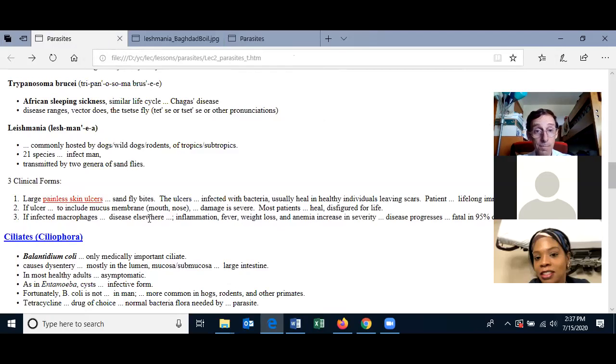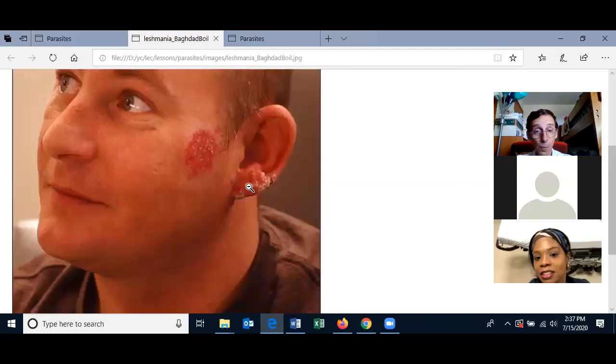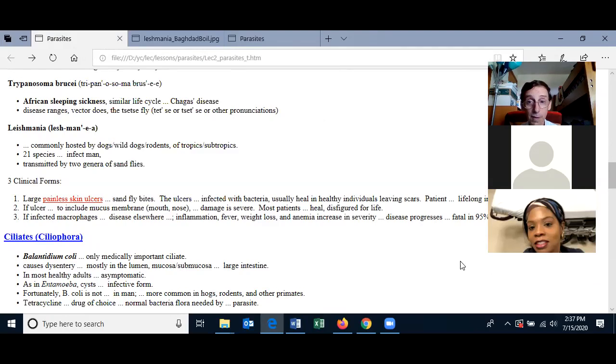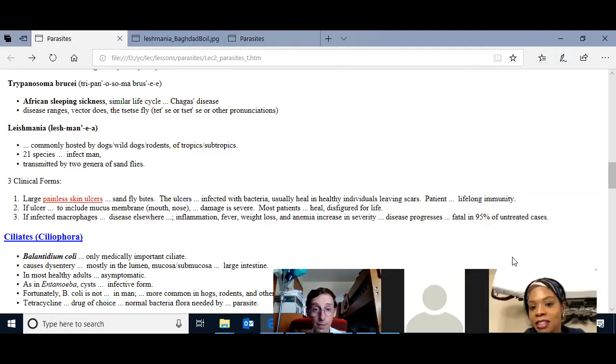So it'll be an ulcer, and the trouble is that the wound can be infected with bacteria. But usually the wounds will heal on their own with time, although they will leave scars on the individual. Once the patient throws off the parasite, the patient will have lifelong immunity, at least to Leishmania in that region of the world.